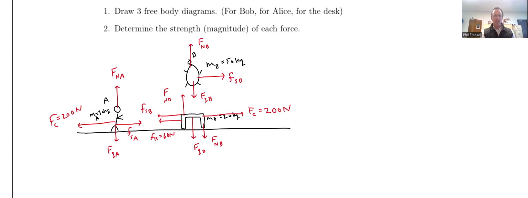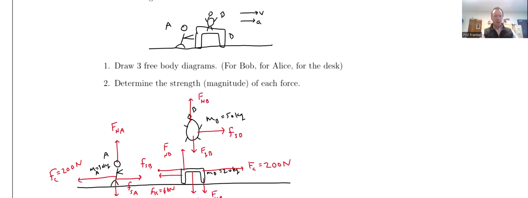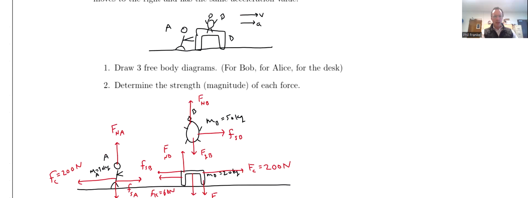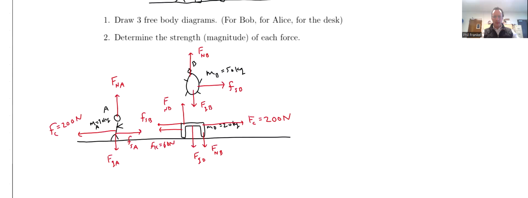All right, next, we have question 2, where we're told to determine the strength of each force. Well, I already know 2 forces. I know that the contact force on the desk from Alice and the contact force on Alice from the desk is 200 newtons. And I also know that the kinetic frictional force that the floor exerts on the desk is 60 newtons. Everything else I have to calculate.